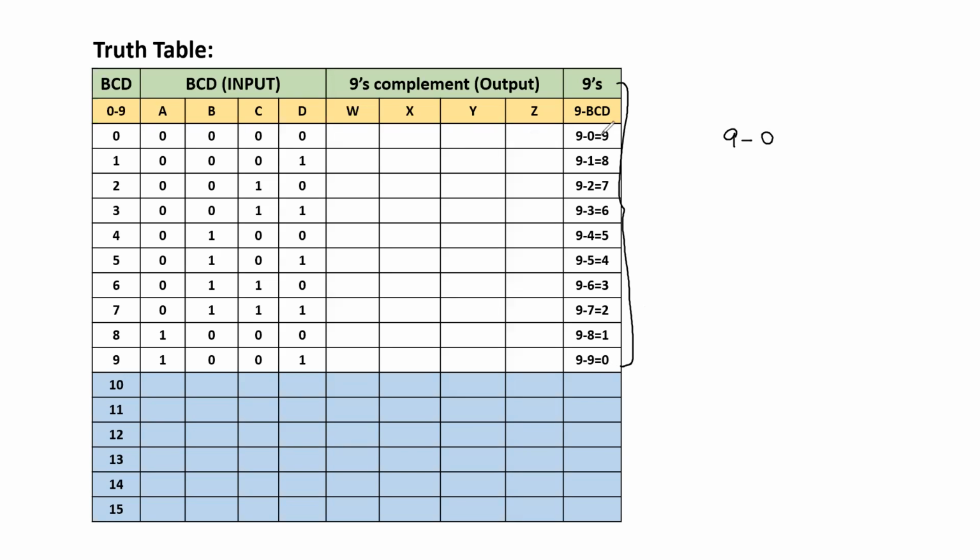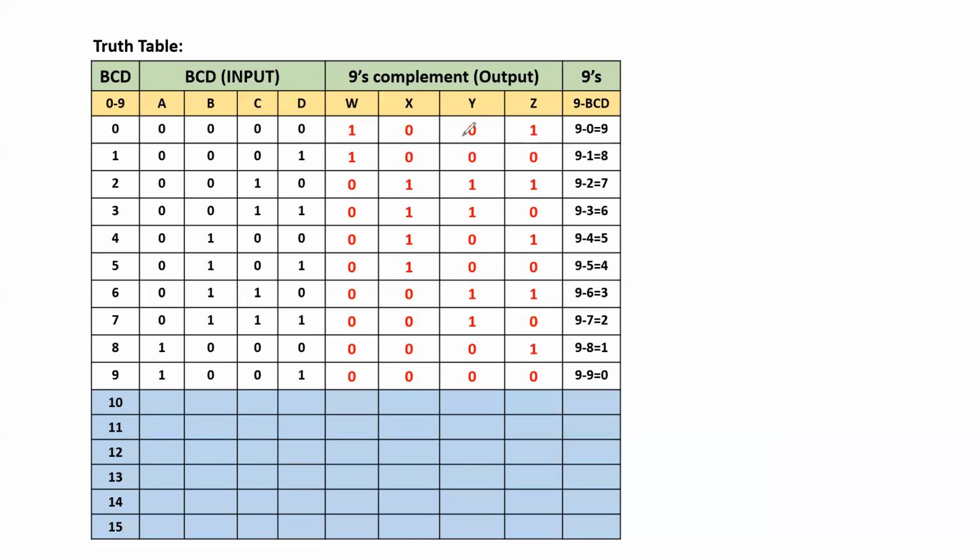Now we should write the equivalent binary for these 9's complemented values. Based on the binary weights 8, 4, 2, 1, we write the binary data. In red color, I have written the 9's complement of the input values based on these binary weights. So 9 means 1001, 8 means 1000, and similarly 0 means 0000. We have to fill in all these values carefully.